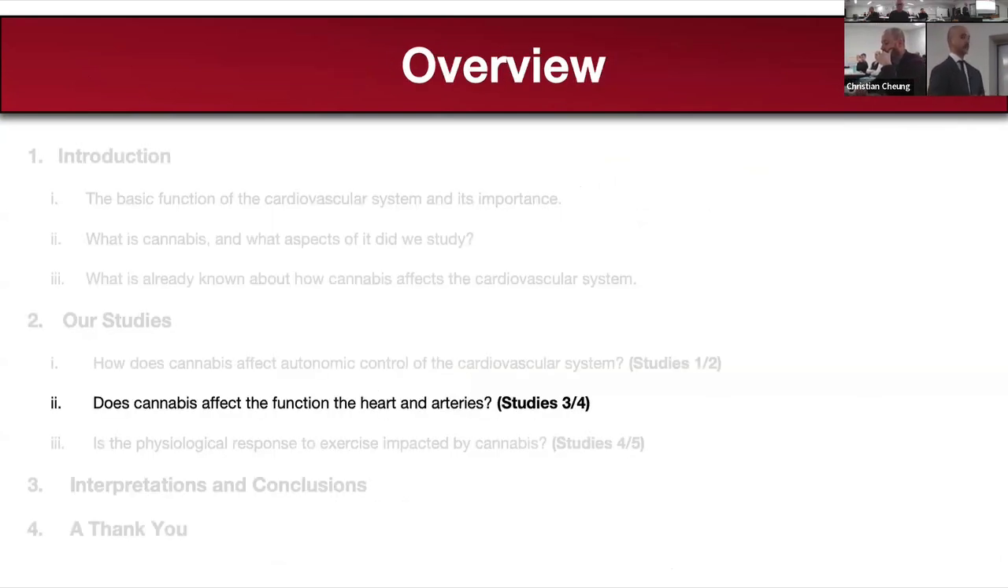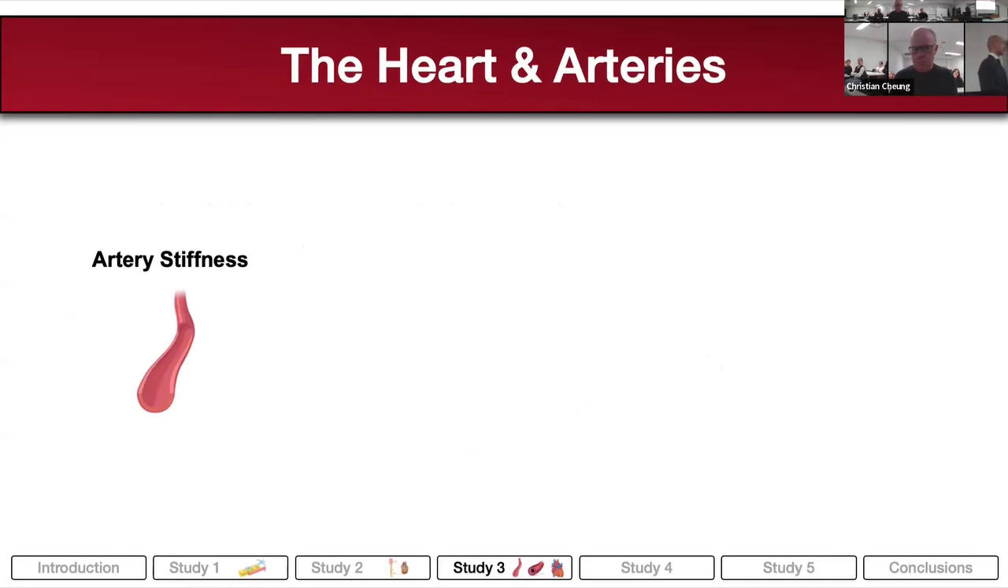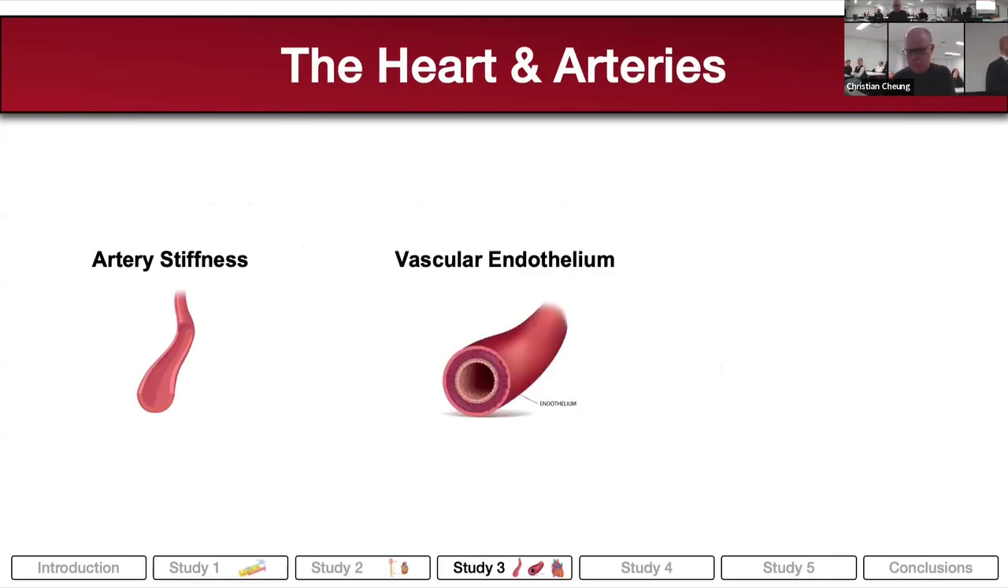So I'll now move into our studies looking at how cannabis affected the function of the heart and arteries themselves. I don't think I need to spend time telling everyone why the heart and arteries are important for the cardiovascular system, but I will justify why we looked at the specific aspects of their function that we did, in that we looked at arterial stiffness, the vascular endothelial function, and as well the function of the heart itself.